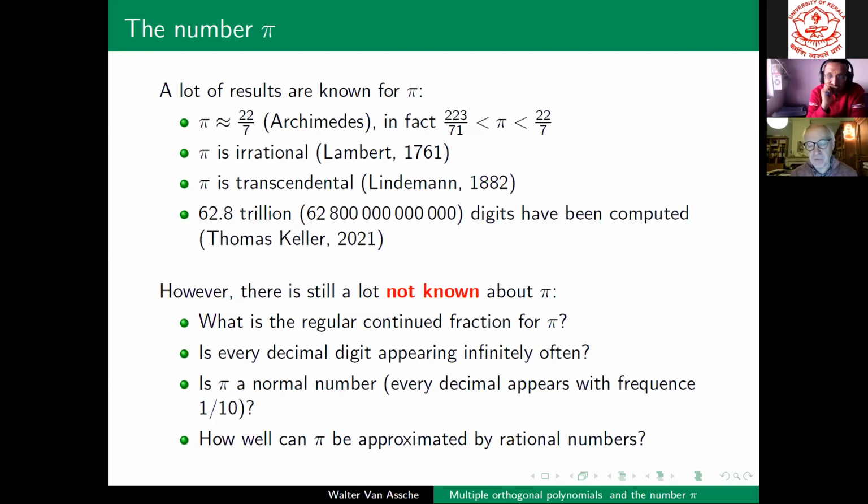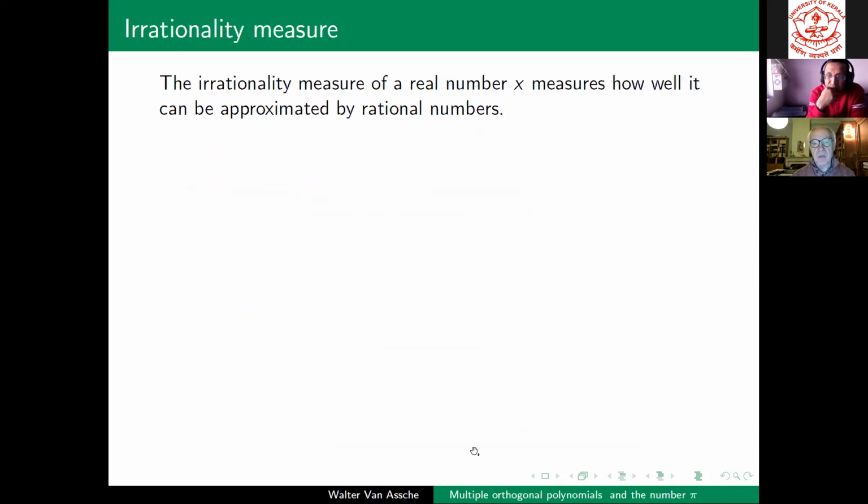But even at base 2 or 3 or 4, we don't know whether it will be normal in any of these bases. And what I will be talking about is that we don't even know how well pi can be approximated by rational numbers. So we do approximate pi all the time by rational numbers, but we don't really know how well it can be approximated. And to measure how well you can approximate pi by rational numbers, we use this irrationality measure. It is a measure that shows you how well it can be approximated by rational numbers.